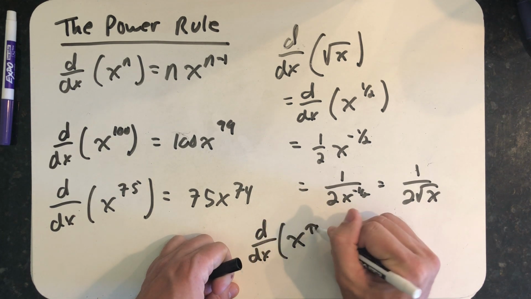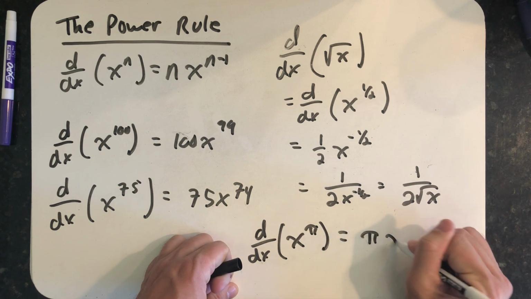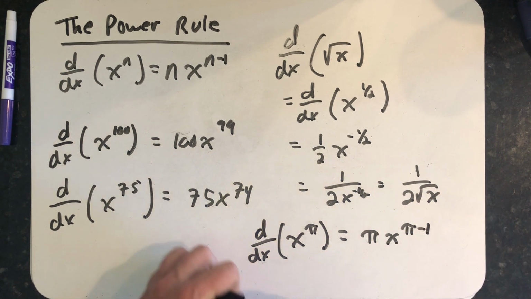The derivative of x to the pi is pi x to the pi minus 1. I'm not going to round anything. I'm just going to leave it right like that because exact answers are always preferable. That's the power rule.